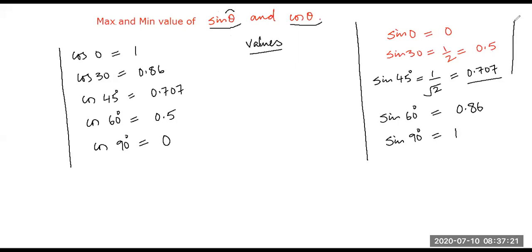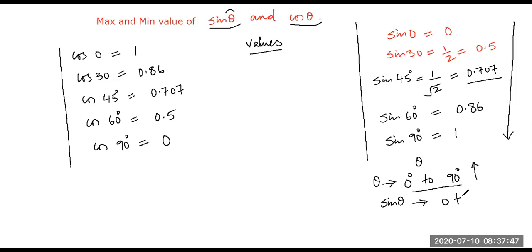Are you not observing, students, that as theta is changing from 0 degree to 90 degree, the value of sine theta is also increasing? When theta is increasing, sine theta is also increasing from 0 to 1. But the question is, what after that? What after theta becomes more than 90 degree and finally becomes 180 degree?